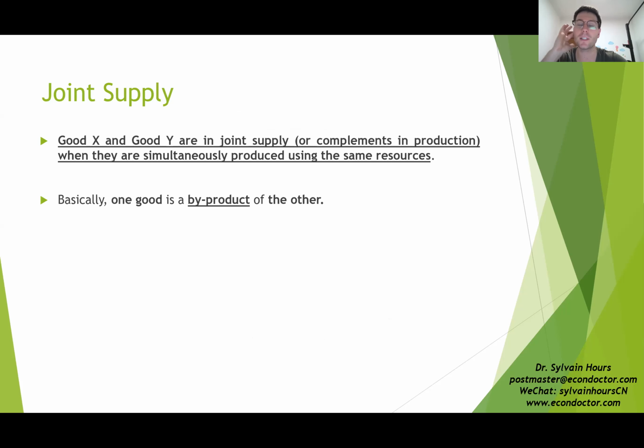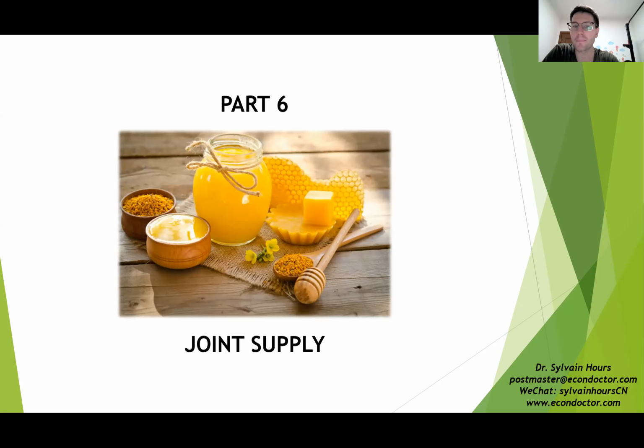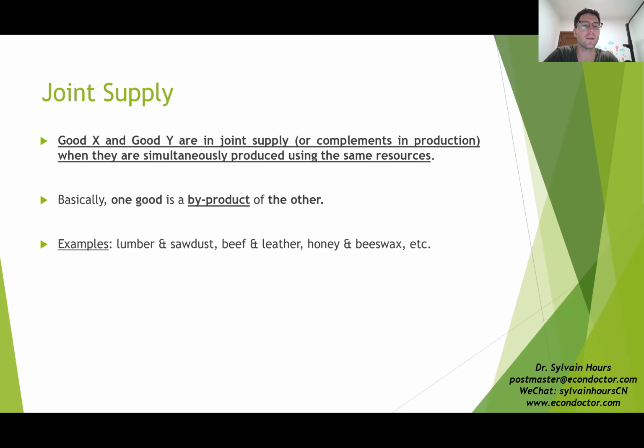Sometimes we say complements, but careful, complements in production. They are simultaneously produced using the same resources. And in general, one good is just a byproduct of the other. So we'll say that beeswax is the byproduct of honey, because there is usually one good that is more important than the other. Well, not always, but usually, or more valuable than the other, perhaps. So one good is a byproduct of the other.